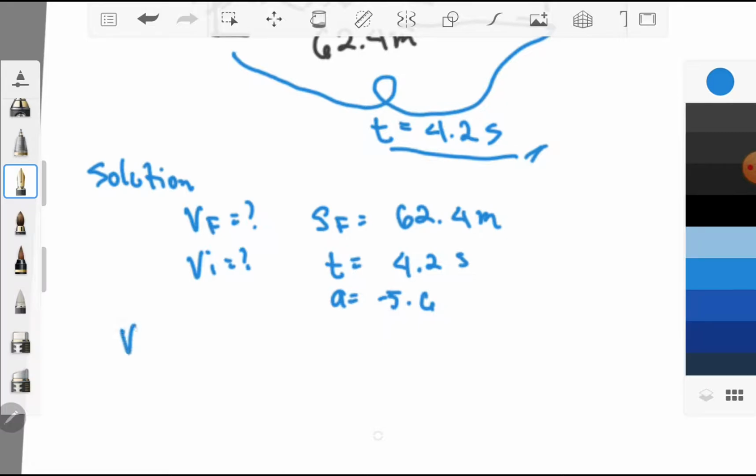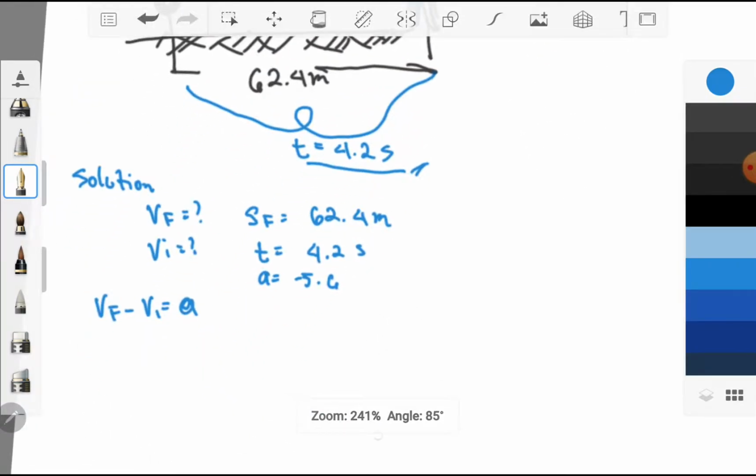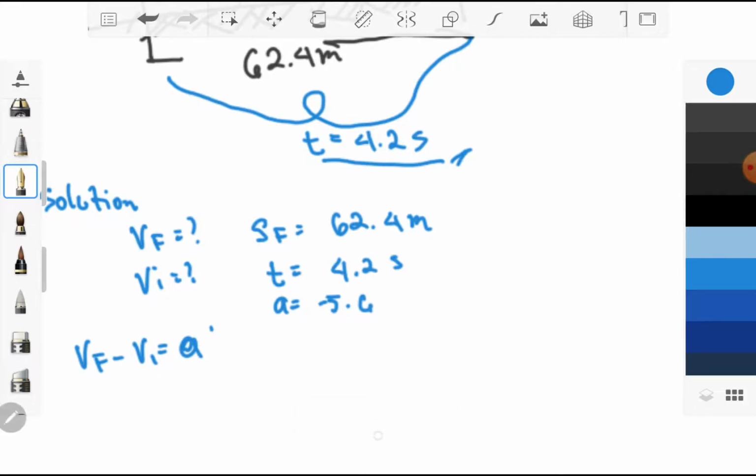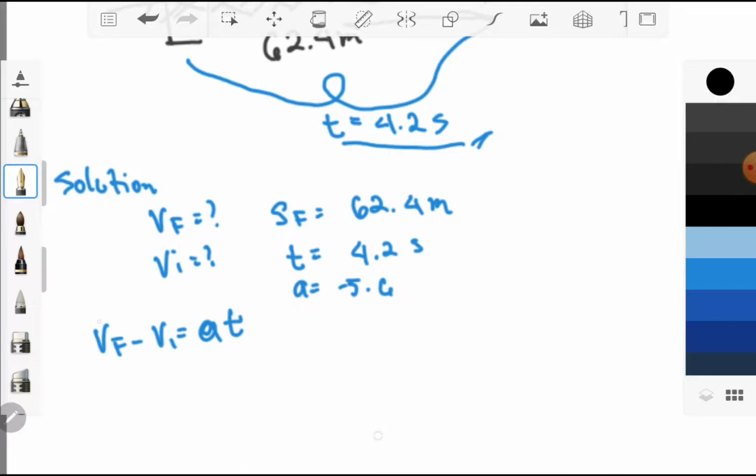Let's use this: VF less VI is equal to AT. Okay? It's easy to memorize these, right? With VF less VI equal to AT, take note that the end unit is meters per second. Right? Meters per second squared multiplied by seconds is just equal to meters per second. So you don't need to reverse it.